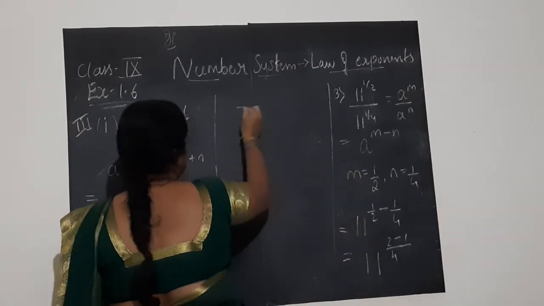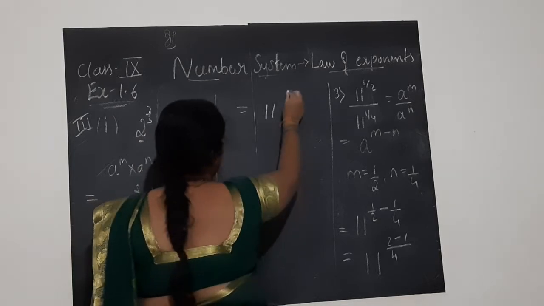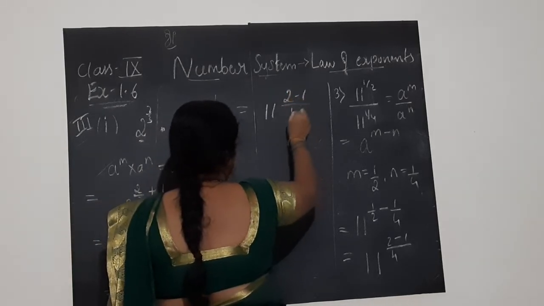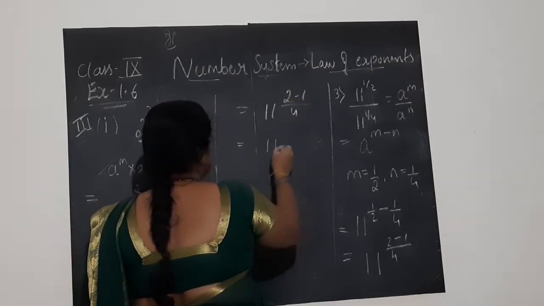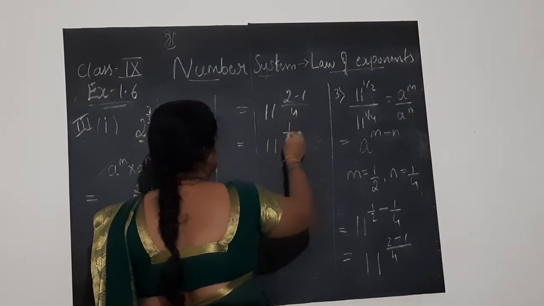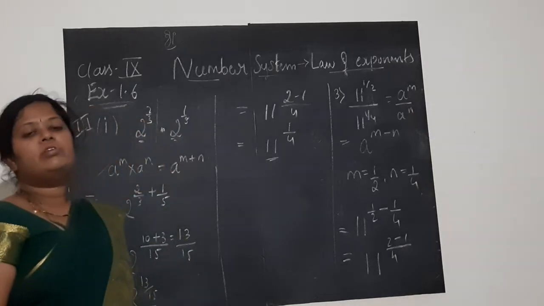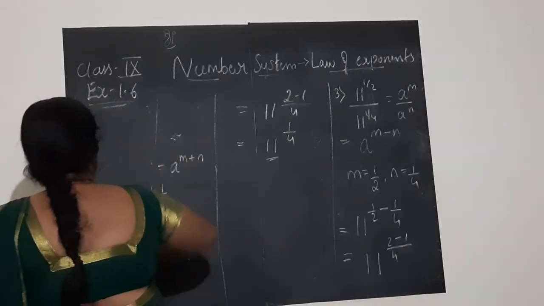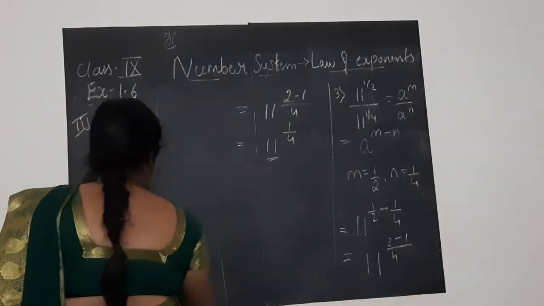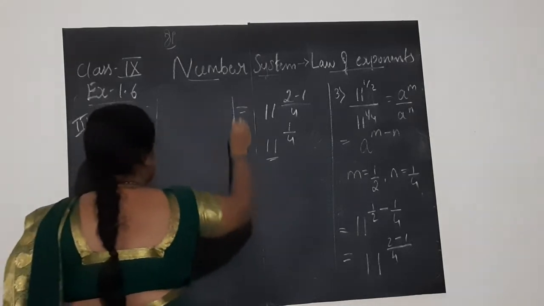I got is equal to 11 to the power 2 minus 1 divided by 4. That is equal to 11 to the power 2 minus 1 is 1, to the power 4. 11 to the 1 by 4 is the answer. Next, we shall solve the fourth question, children, which is the last problem of this lesson.